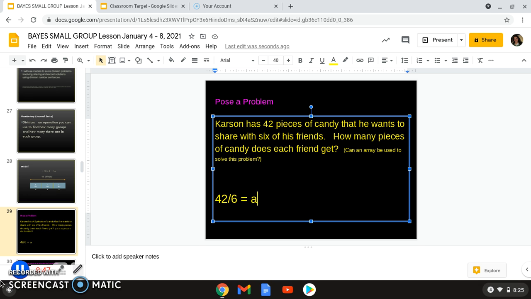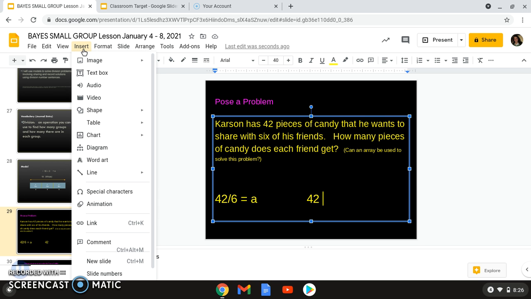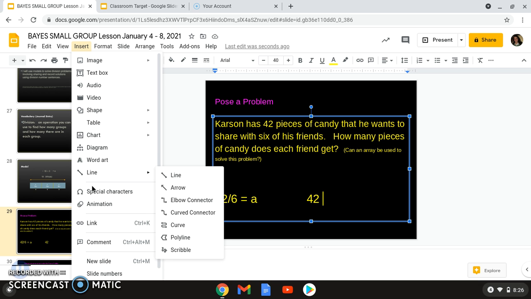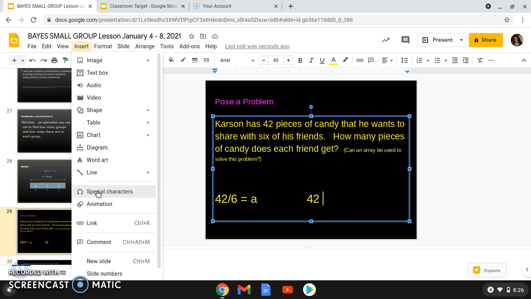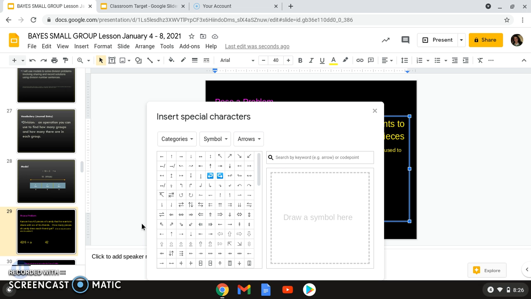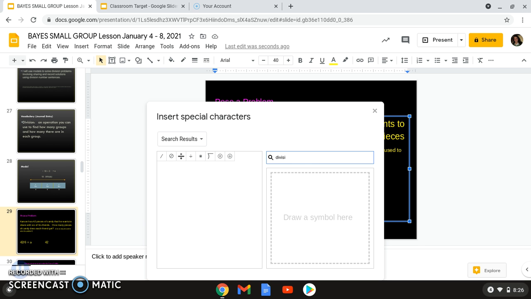Now, we're going to look at what an array would look like to help you with this problem. But before I do, I'm also going to show you where you can find those special characters to help you with the division sign. So you're going to hit 42, and I'm going to space. You're going to take your cursor and go up here to insert. You're going to look down through here, and there is a part that says special characters. Then it takes you to this page here. I'm going to go ahead and type in division, and it pulls up that sign for me.